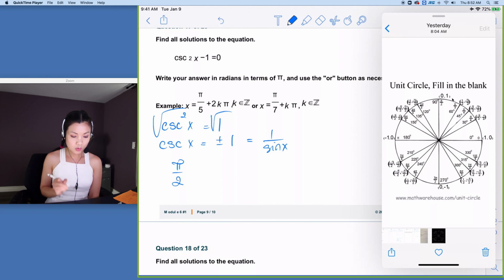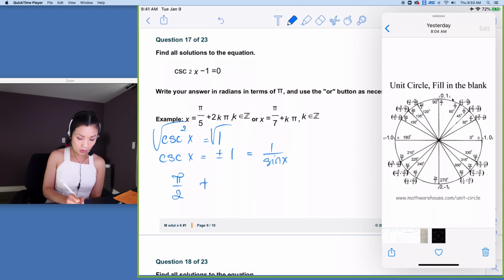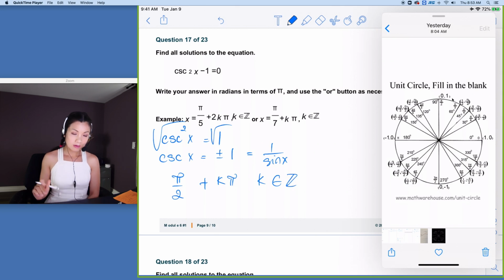But this particular question asks you for all the solutions. So we have to include the coterminal as well. So I'm going to add k pi for it. Why k pi? Because we have both negative and positive. So we go back and forth here and here. You see pi, and then we have 3 pi over 2. So if you keep adding pi to it, you're going to end up with the same answer.